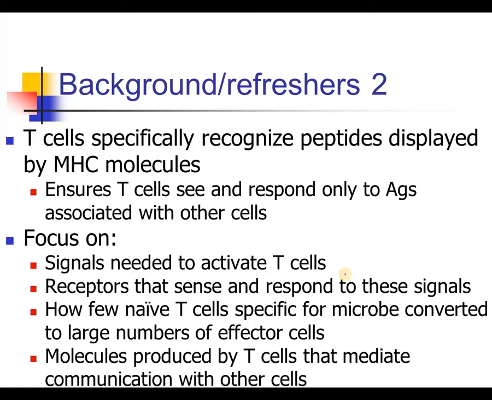You guys know this. They've been processed. They're peptides only. And it ensures that the T cells are going to see and respond only to antigens associated with other cells. So over the next few minutes, I'm going to focus on the signals that are needed to activate T cells, the receptors that sense and respond to these signals, how we can have only a few mature, naive T cells that are specific for a microbe that are converted to the large numbers of effector cells that we need. Obviously, there's lots of proliferation and differentiation that goes on. And then I'll speak briefly, but not very much, on the molecules produced by the T cells that mediate communication with other cells.